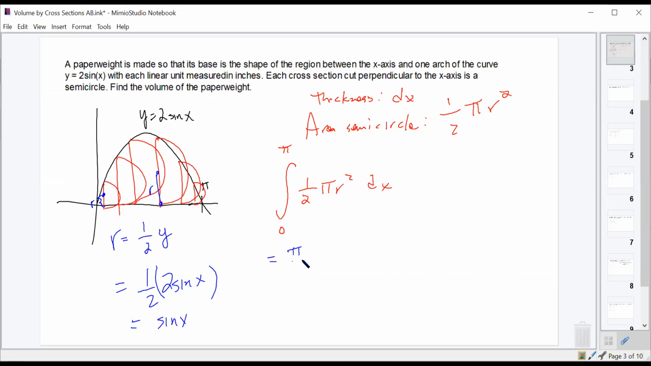We now have a pi over 2. It's a constant that I could pull out, times an integral from 0 to pi of the radius, sine squared x dx. Good or no? Yeah, good. Okay. How do we integrate sine squared x dx?